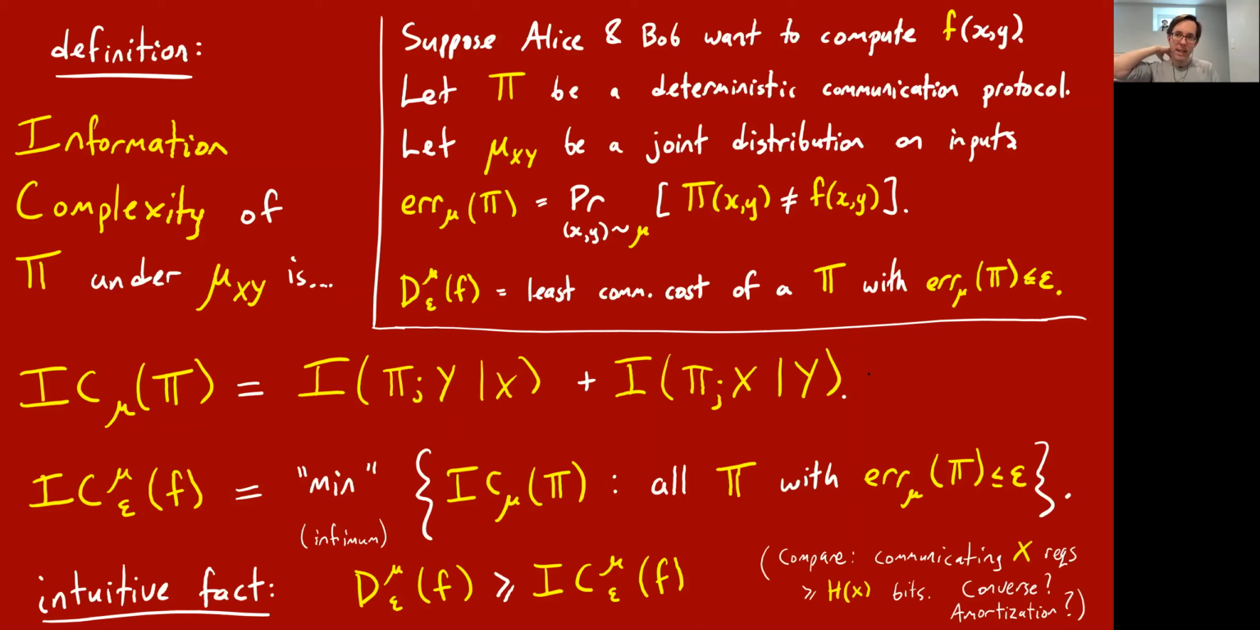Right, so you can compare this to the much simpler fact that if Alice wants to one-way communicate a draw from X to Bob, she needs to communicate at least entropy of X bits. And you might start thinking about the converse: is the reverse true? Can you always communicate not much more than this information complexity number of bits? Maybe if you allow amortization? Well, we'll get to that.